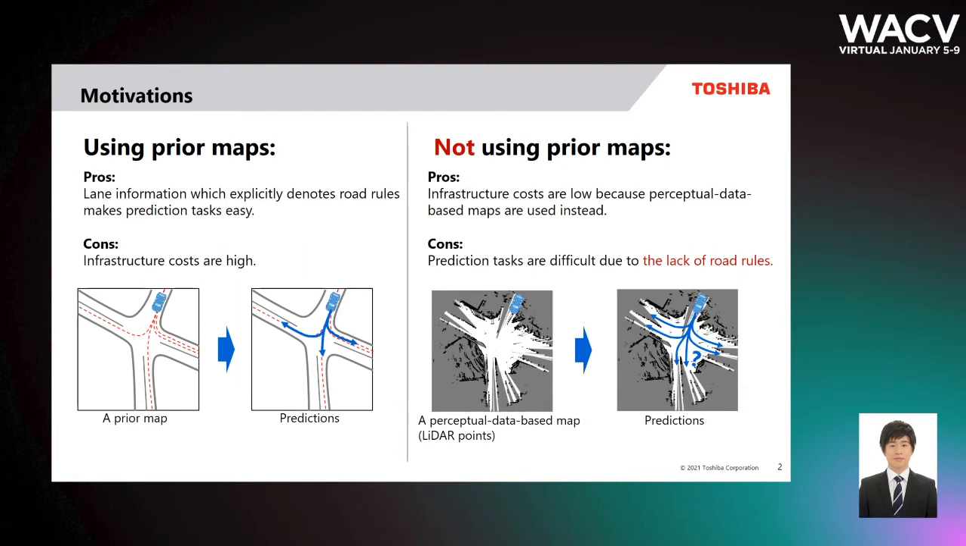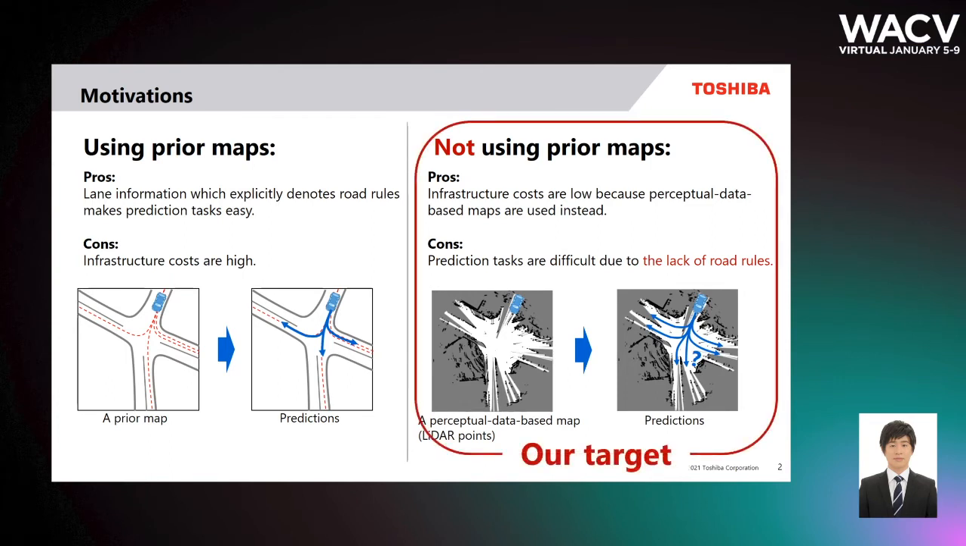In the case of not using a prior map, infrastructure costs are low because perceptual data-based maps are used instead. As perceptual data, we use 3D points measured by a LiDAR sensor equipped on the ego vehicle. However, such maps do not explicitly denote road rules, so prediction tasks become even more difficult. We will tackle the prediction task without using a prior map.